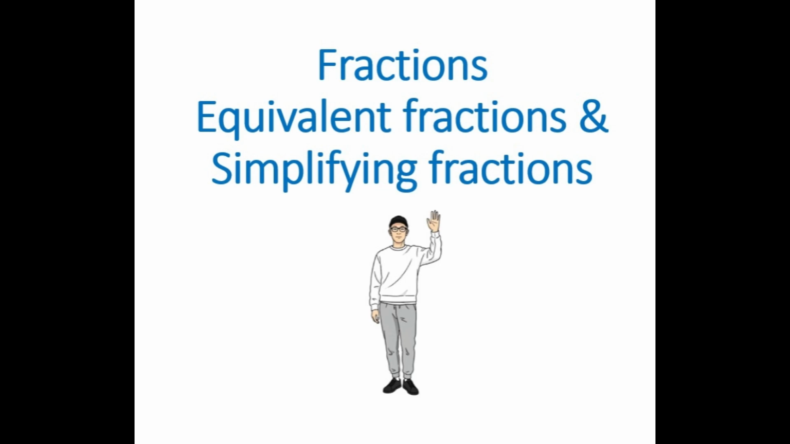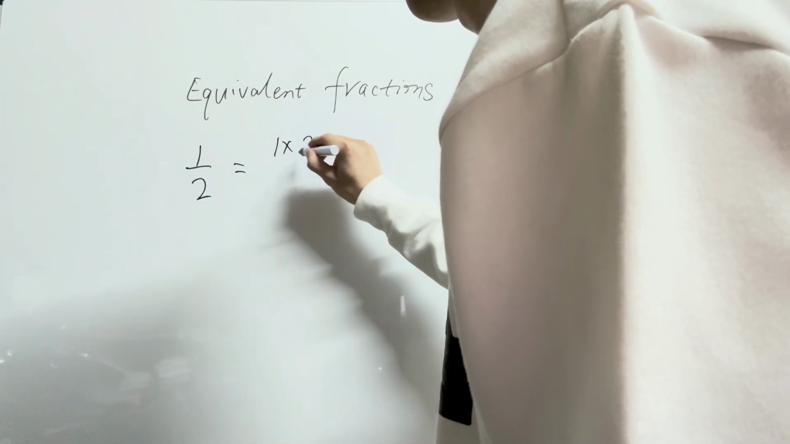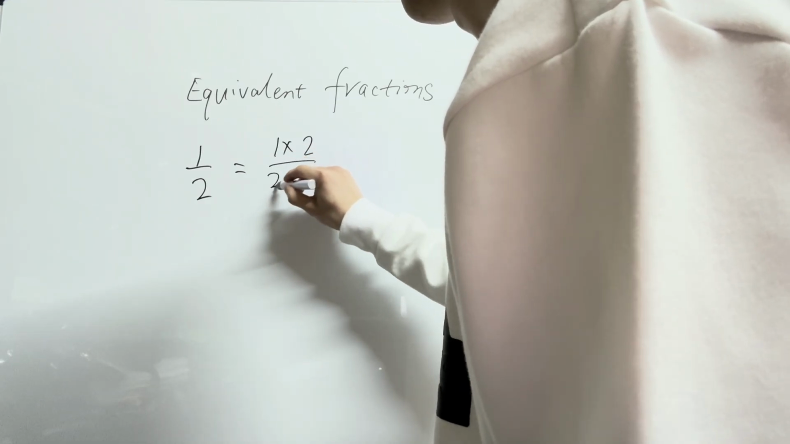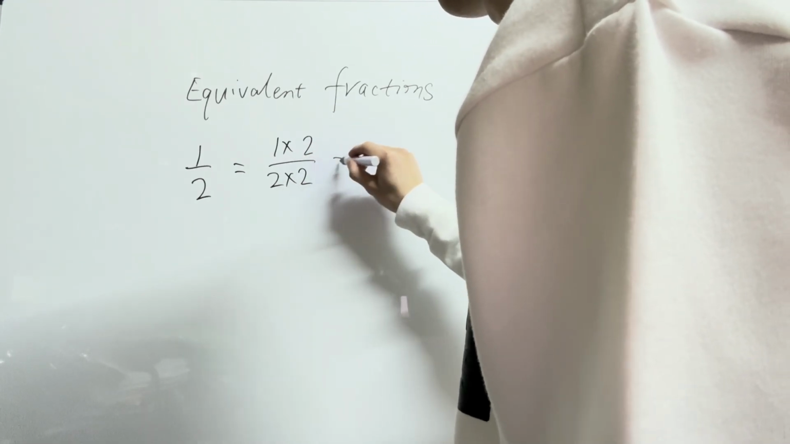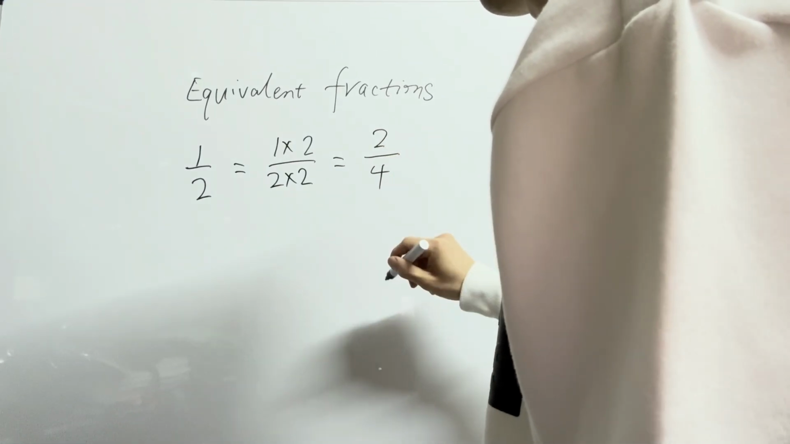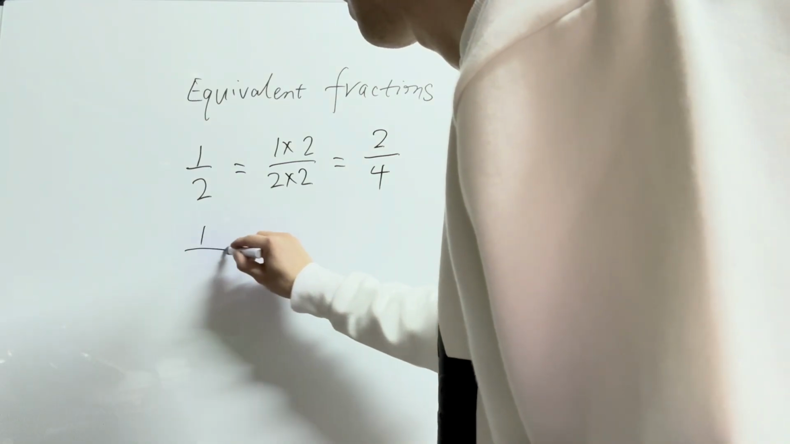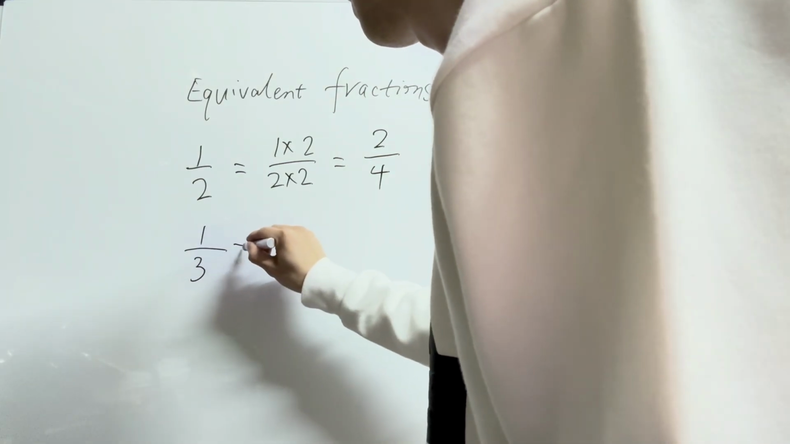Hello everyone, today we're going to talk about equivalent fractions and simplifying fractions. First, we'll look at the equivalent fraction. Equivalent fractions are fractions that mark the same place on the number line. For example, 1/2 and 2/4 are equivalent fractions.